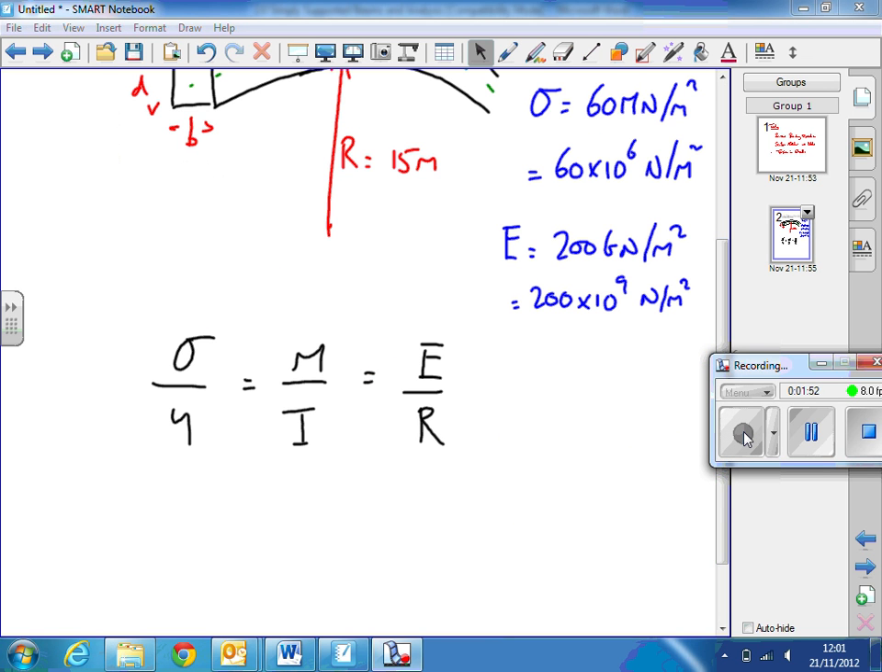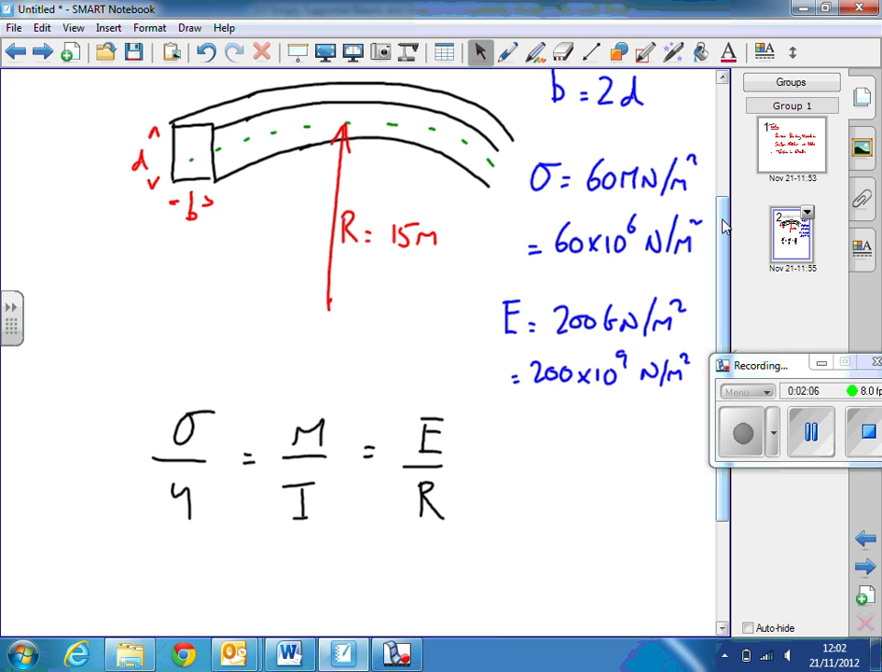So now we write down the bending equation, which is just a series of ratios. So the ratio of the stress to Y, and remember what Y is, it's the distance from the neutral axis to the top of the beam. So in this case, and in most cases, Y equals half D. So the ratio of stress to Y is the same as the ratio of the M, which is the moment, over I, which is the second moment of area, and that's the same as the ratio of Young's modulus to the radius of curvature. So now we decide which of those ratios we're going to use and which one we're going to discount, which is the one that's not useful in this scenario.